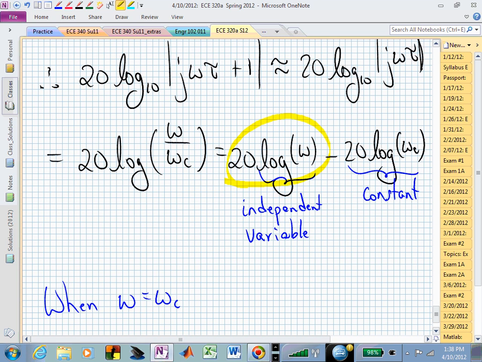Is this making any sense? The slope is 20, and the independent variable is log of omega. So we're now going up 20 dB or down 20 dB. If we're going up, it's due to a zero. If we're going down, it's due to a pole factor. And we were at 0 dB for low frequencies. For high frequencies, when omega is much bigger than omega c, that 20 log of omega dominates. And now we want to just connect those pieces together. Is that making sense?